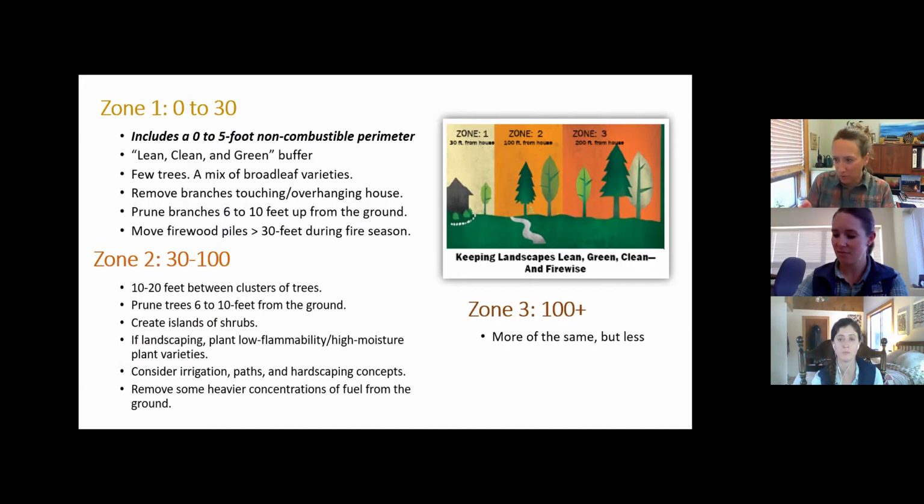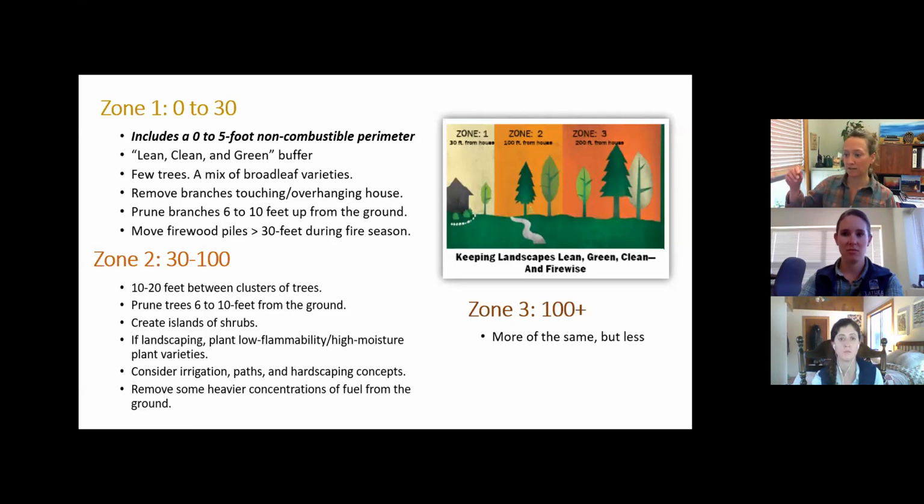Part of that's because we know they're going to drop needles. We know that's going to accumulate in the gutters. We know it's going to accumulate in the complex roof systems. And nobody likes to get up on their roof and clean it more often than they have to. So just trimming off those branches so they're not overhanging or touching your house.